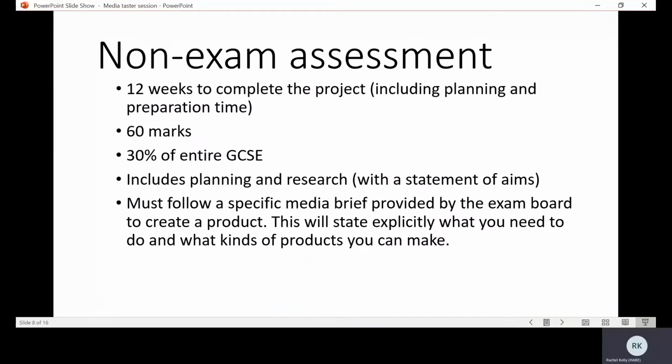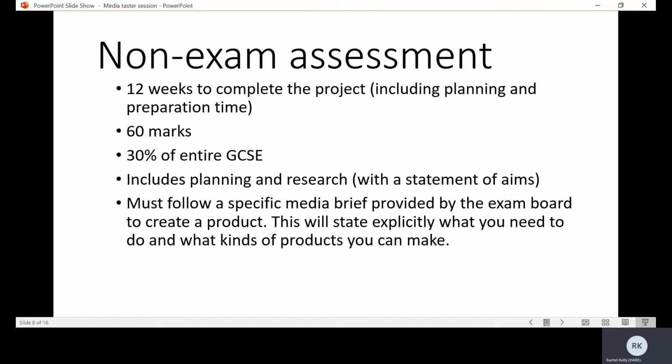Then for the non-exam assessment, the coursework. We, generally speaking, start this in the summer term of year 10. And there are 12 weeks to complete the project. It is worth around 60 marks and it's 30% of the GCSE. So we have some control over this. We can help you to get this really, really good so that you can get top marks for it. And then you've got 30% of your GCSE done and dusted.